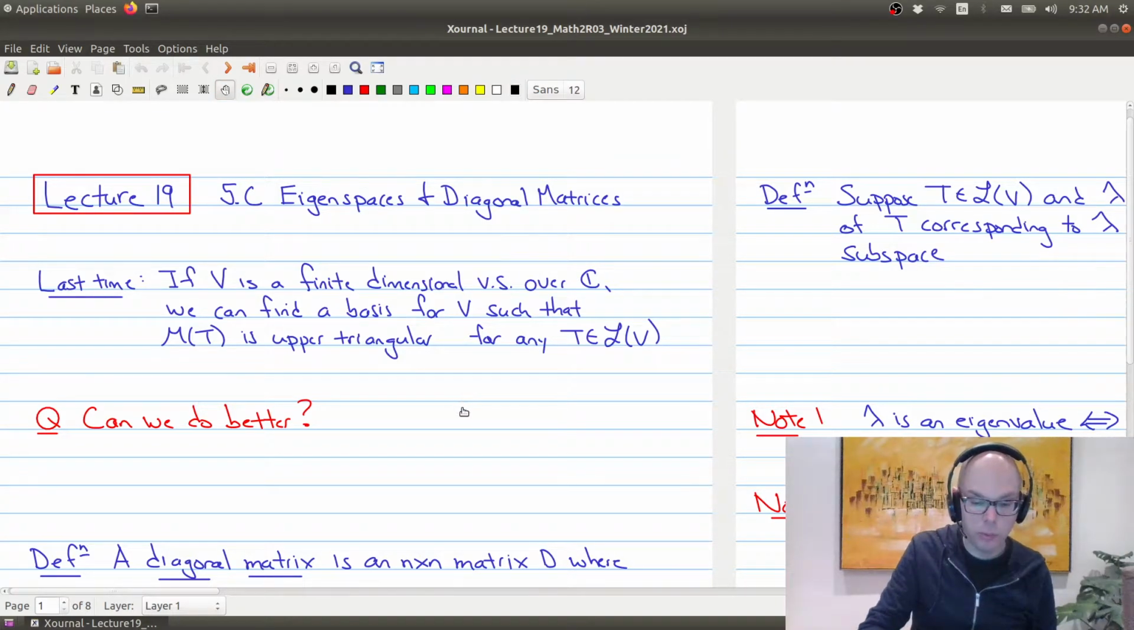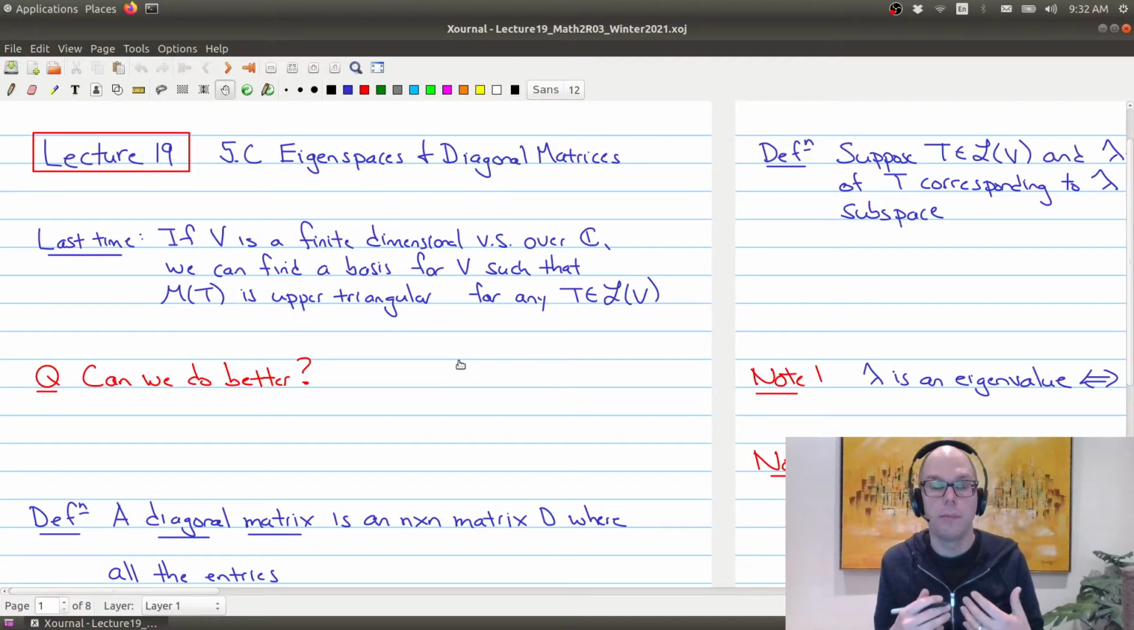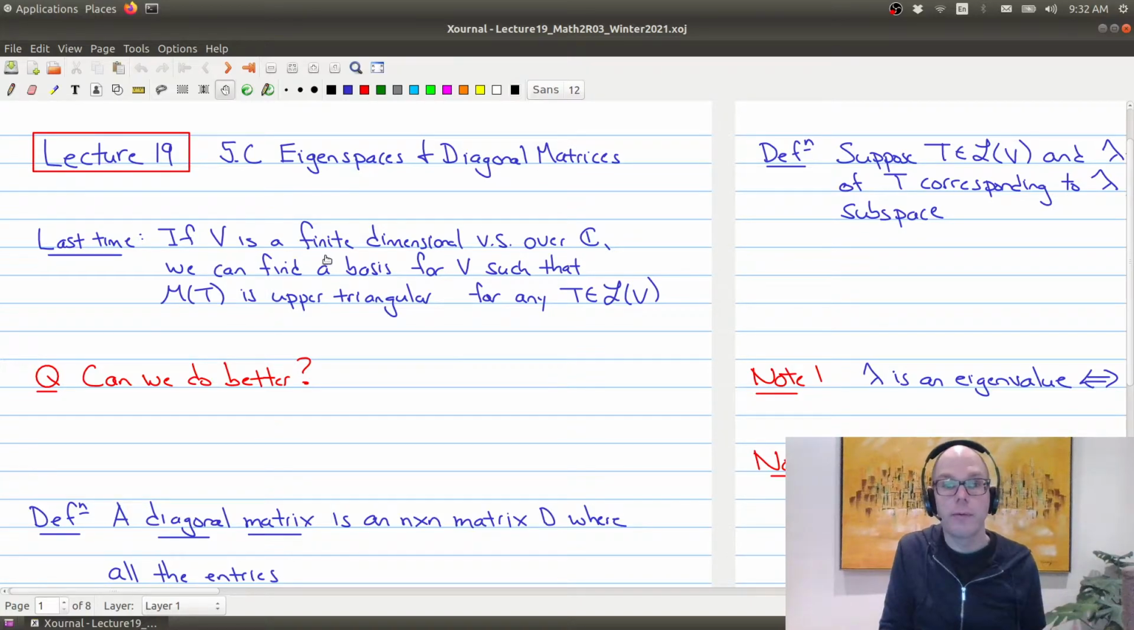Just a quick recap and some motivation for today's lecture. Remember in the last lecture, we showed that if we have a finite dimensional vector space over the complex numbers, you can find a basis such that the matrix M(T) associated to that linear map is upper triangular, for any operator in the set of all operators. So that's a pretty good result. But the question, and mathematicians are always interested in this, is: can we do better?